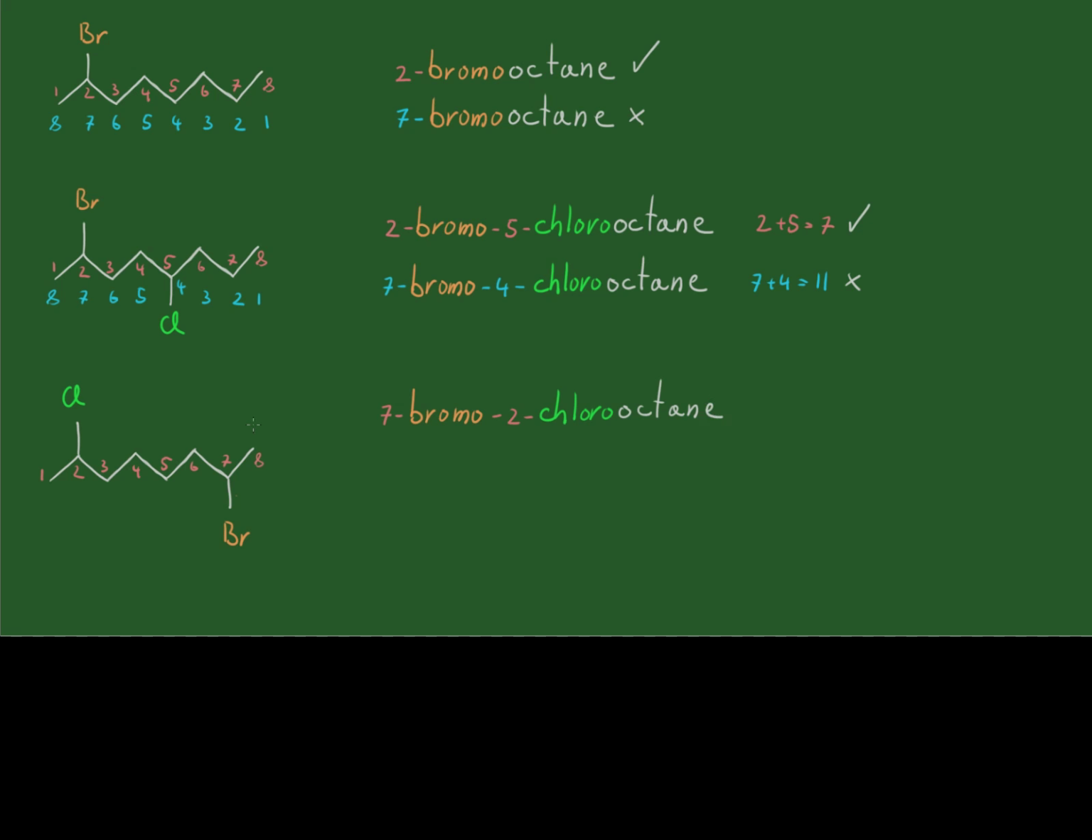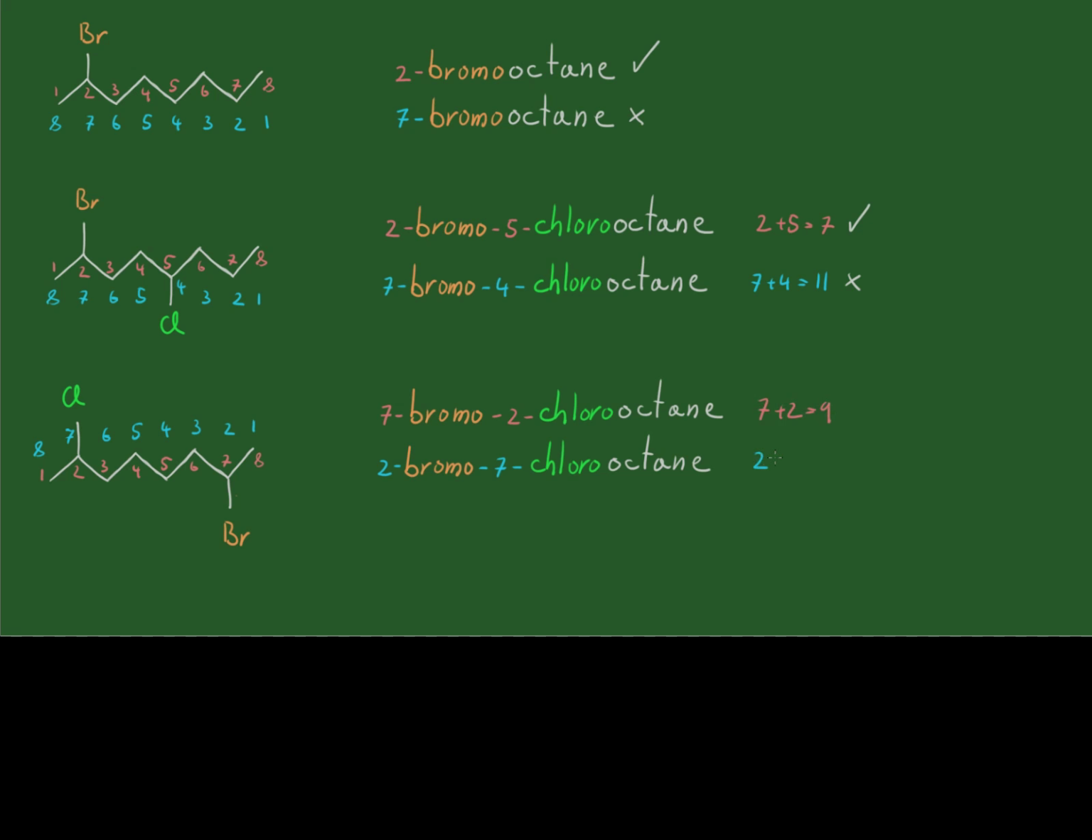Fair enough. What happens if we number the other way around? Well, in that case, the bromine ends up on carbon number 2, the way we have numbered it. So we'll have 2-bromo, and the chlorine is now on carbon number 7, therefore it's 7-chloro octane. Which one is the correct one? Let's look at the numbers. In red, we have 7 plus 2 equals 9.